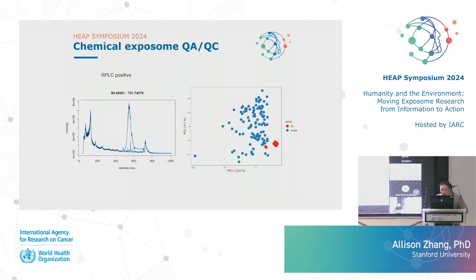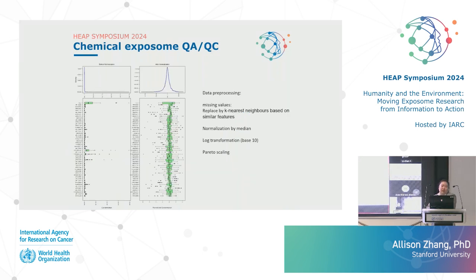There's an example of the QA/QC we've done with the chemical exposome. We see the QC groups are clustered together away from samples. This means this is a good run. And for the data pre-processing, we replace missing values, we normalize our data and do log transformation, and also Pareto scaling.